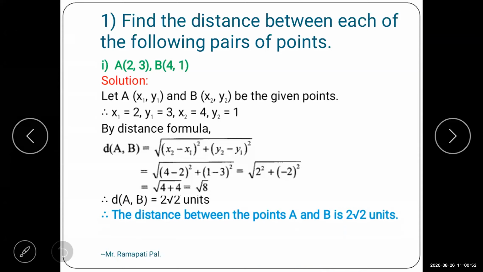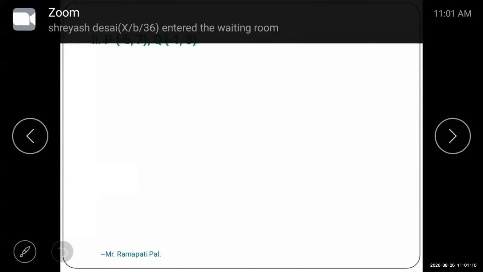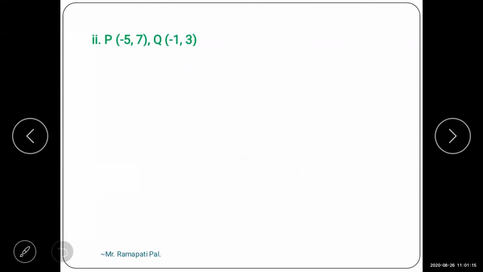Again, P is minus 5, 7, Q is minus 1, 3. Now can you tell me what is x1, x2, y1, y2? First, x1, y1, x2, y2. Write fast. So x1 is equal to minus 5, y1 is equal to 7.